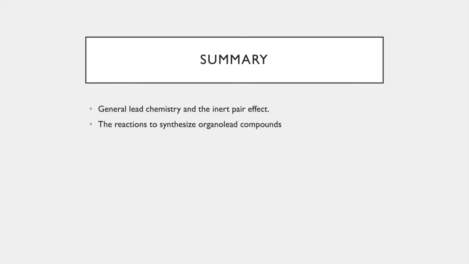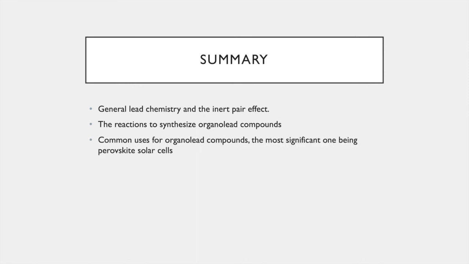So that's a quick summary of things we talked about: the general lead chemistry and the inert pair effect, and the reactions to synthesize organolead compounds. Some common uses for organolead compounds, the most significant in new research being these perovskite solar cells.